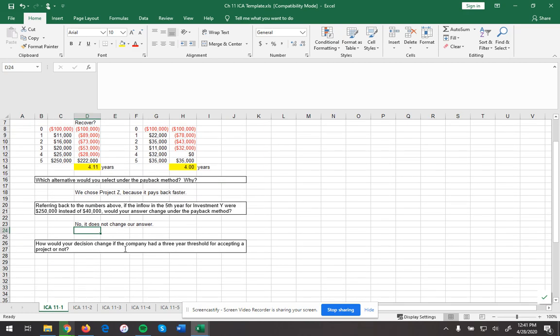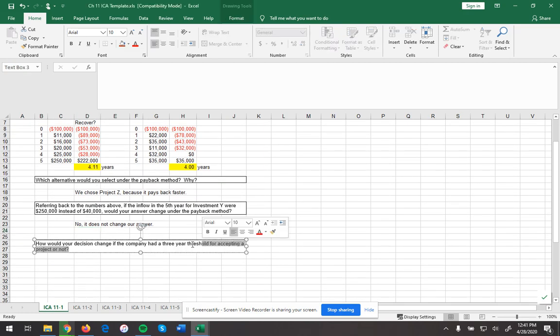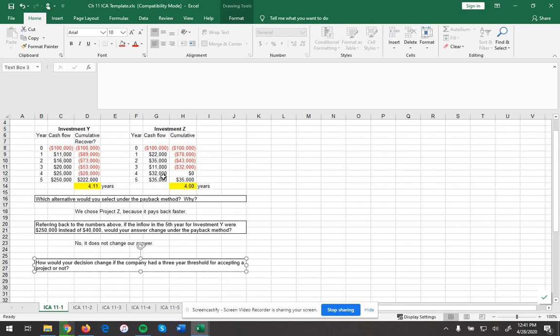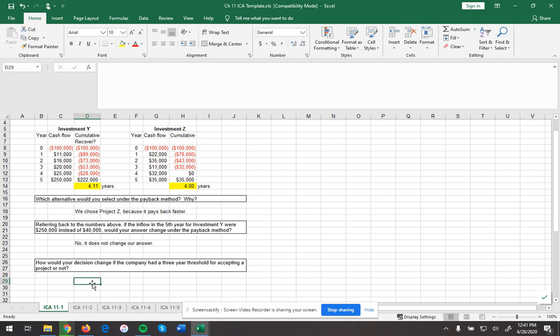How would your decision change if the company had a 3-year threshold? Notice both Y and Z take more than 3 years. So if the company says instead of a 5-year threshold, it's now 3, we accept neither investment because neither Y nor Z meets our 3-year threshold for payback for the company.